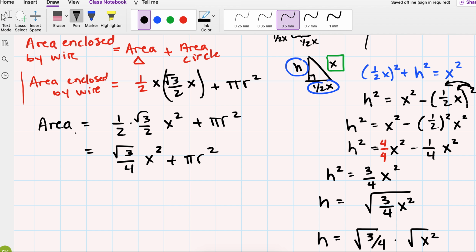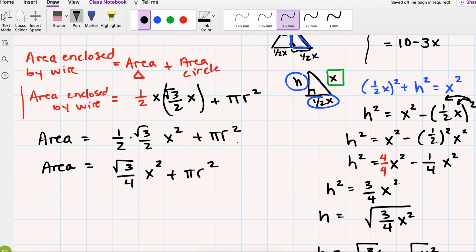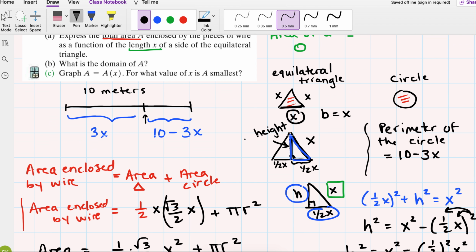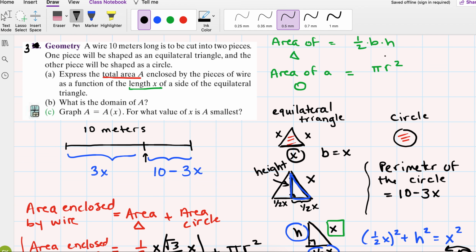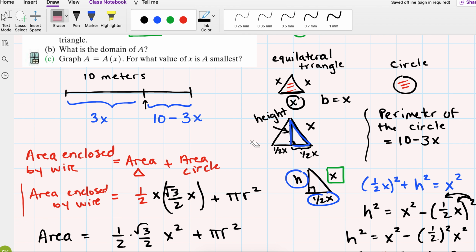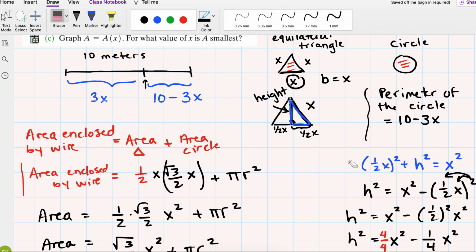Now we need to get rid of this r. And how we're going to do that is using this piece right here, the perimeter of the circle and the area of the circle. So let me erase this so we have some room.